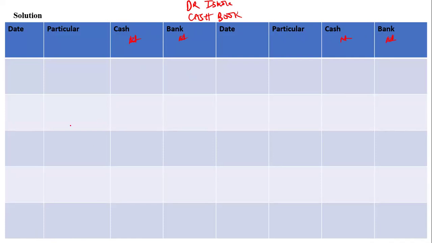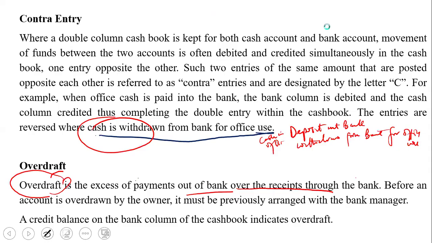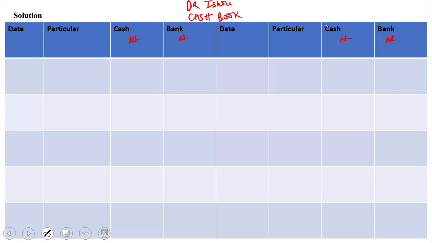Now let's quickly go back and check the record. Don't forget we do cash here now. They told us he started business with 8,000 naira in the bank and 2,000 naira cash. So it means the person we are seeing here, Dr. Shola, February 1, 2023. So 2023, we have February, we'll move. February 1, exactly, to start business with.